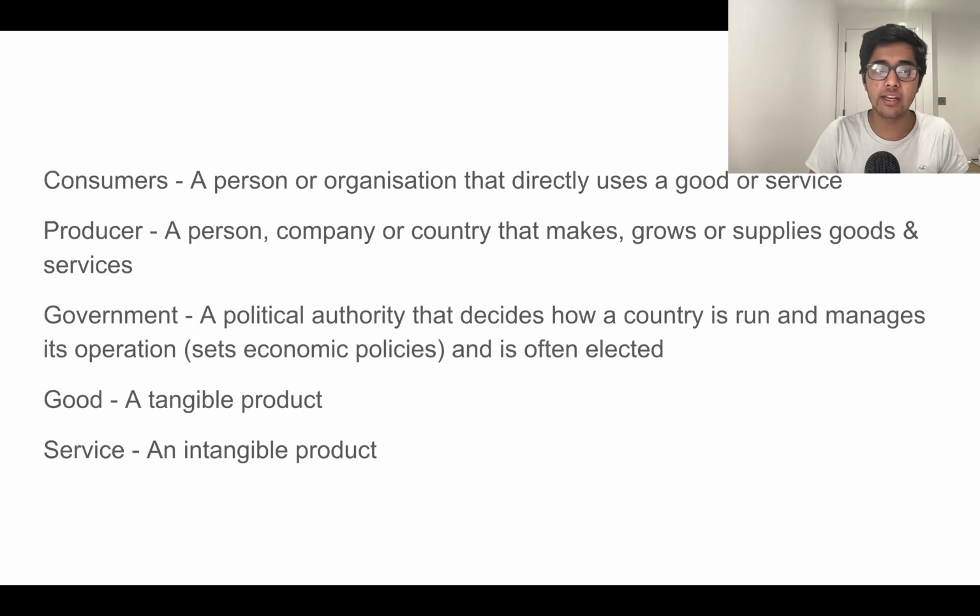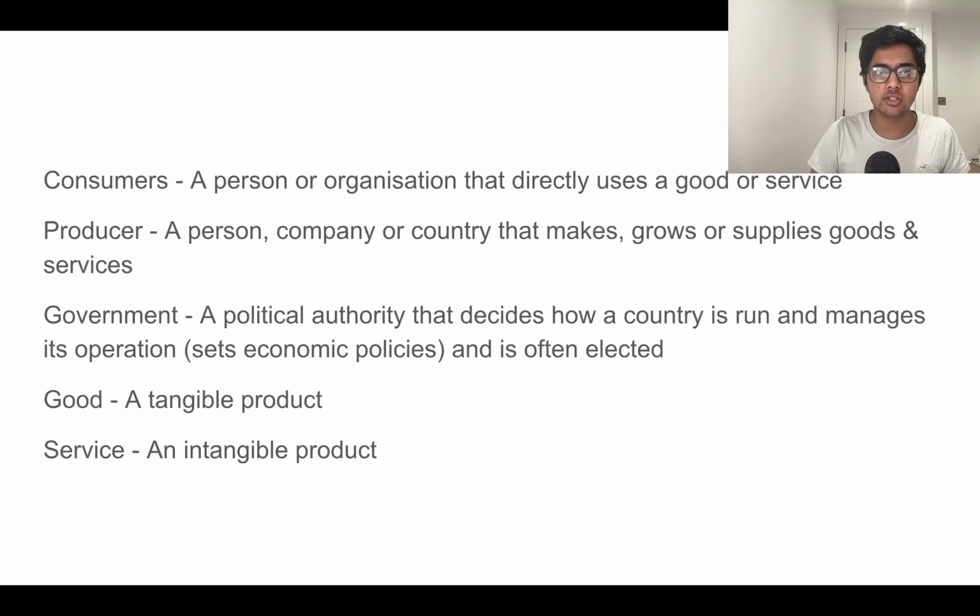So, the main economic groups: consumers, producers and the government. On the screen now you can see the definitions. I'd highly recommend you memorize these. Consumer is a person or organisation that directly uses a good or service. A producer is a person, company or country that makes, grows or supplies goods and services. A government is a political authority that decides how a country is run and manages its operation. It sets economic policies and is often elected.